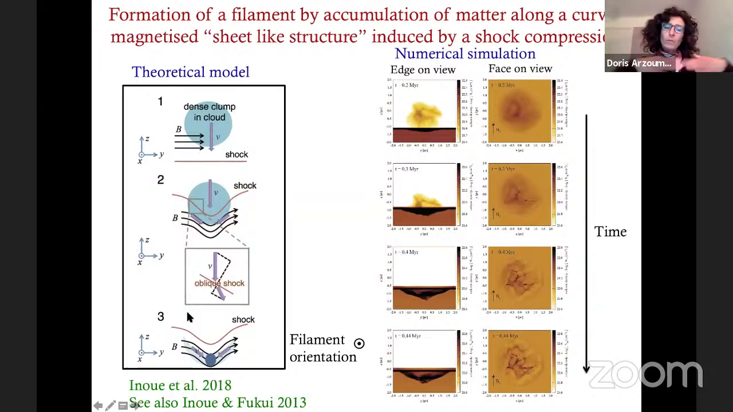And then this compression will also bend the sheet-like structure and the magnetic field, which is frozen in the matter. So it's also organized in the sheet. And this compression and the bending of the structure will generate a flow of matter that will accumulate to form a filament. It's an elongated filamentary structure, perpendicular to the magnetic field.